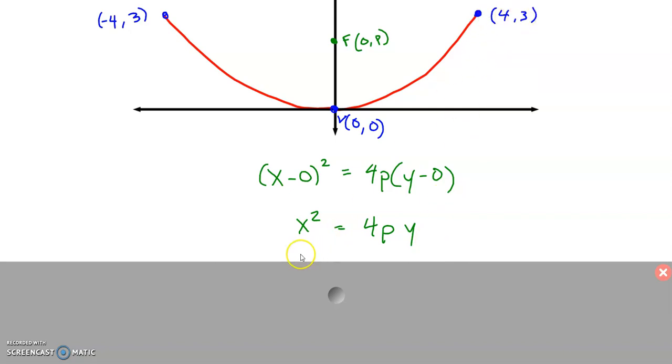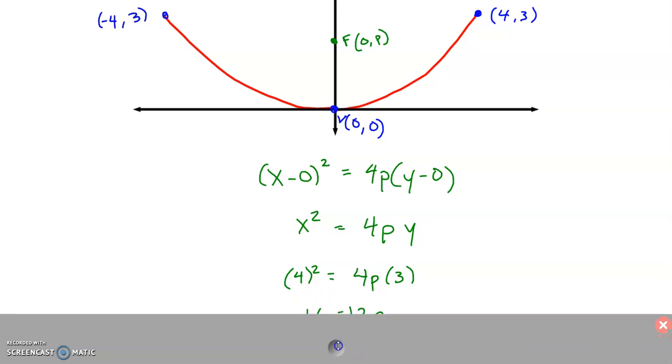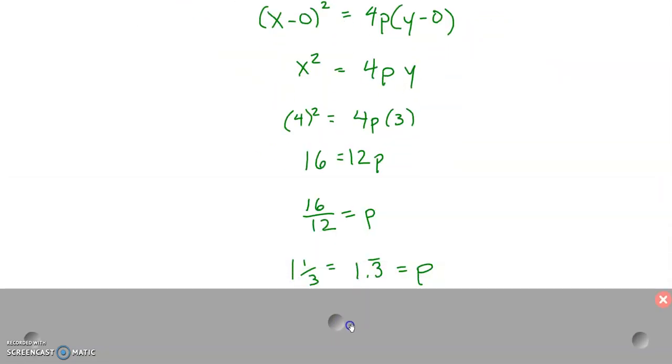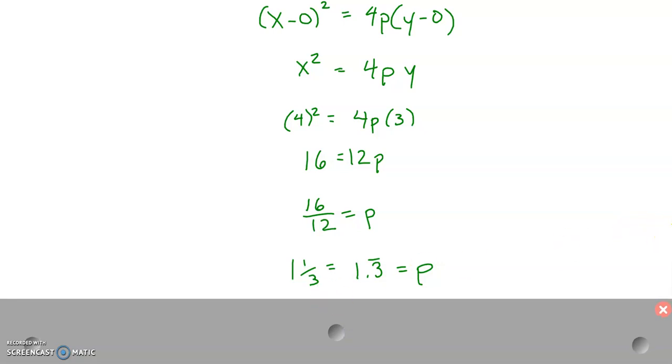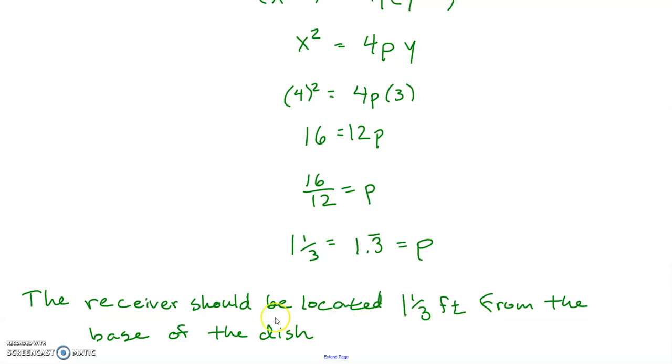So I'm going to plug in 4, 3. I plug a 4 for x and a 3 for y, and then I get 16 equals 12p. So p is 16/12, which is about 1 1/3. That tells me that the focus will be 1 1/3 feet above the vertex. So that's where the receiver is going to go. It should be located 1 1/3 feet from the base of the dish.